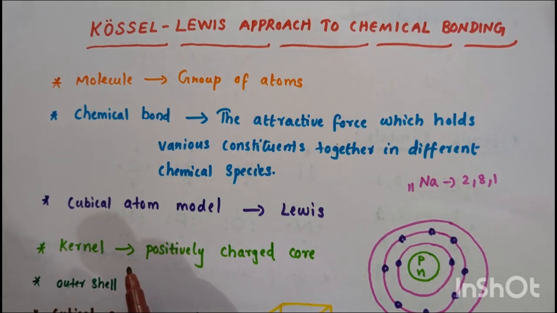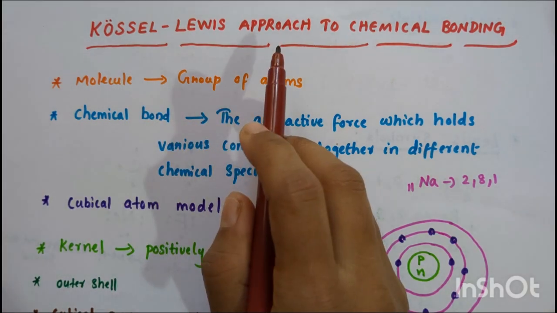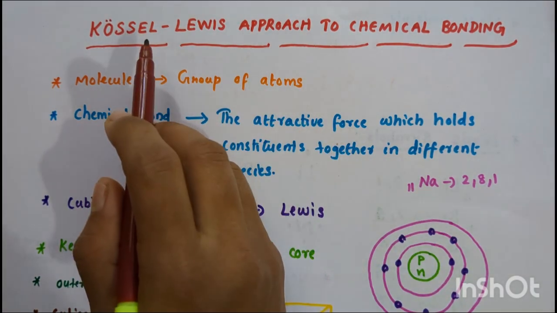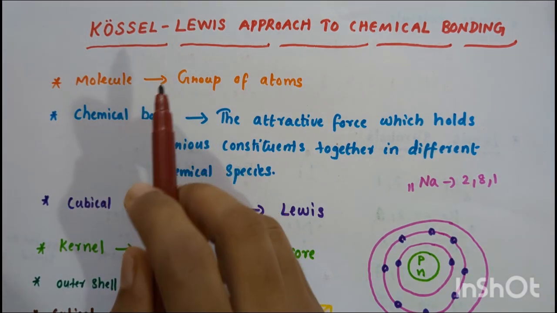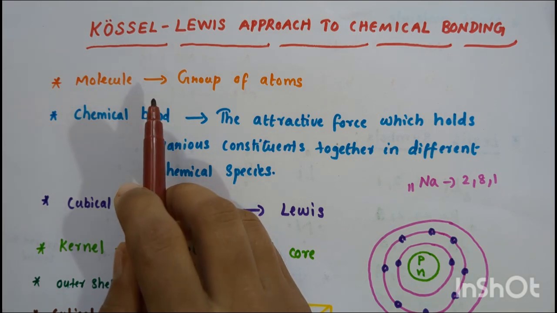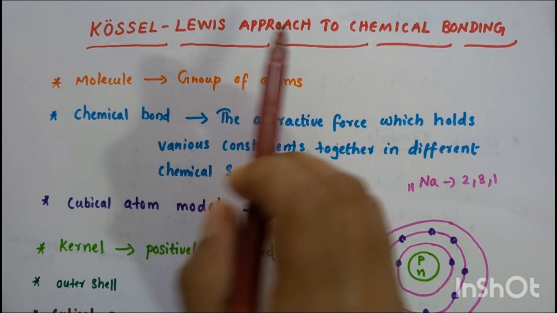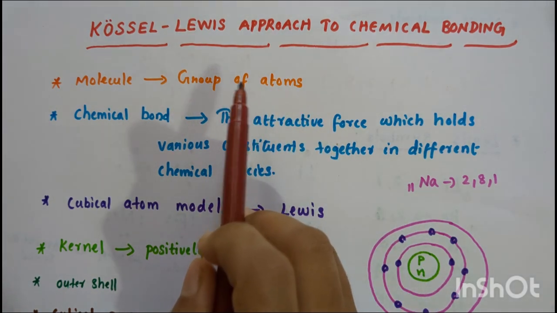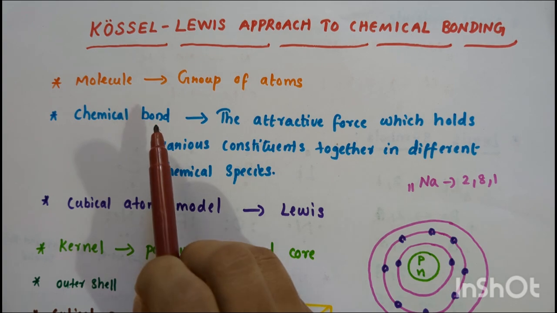Hello everyone. In this video, we are going to discuss Kossel-Lewis approach to chemical bonding. Please excuse me for the pronunciation. This topic is from the chapter Chemical Bonding and Molecular Structure, which is chapter 4, class 11 Chemistry. So when we talk about the Kossel-Lewis approach to chemical bonding, first of all, we want to know what a molecule is as well as a chemical bond.